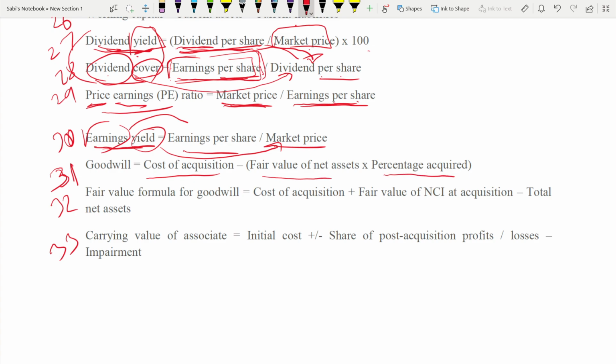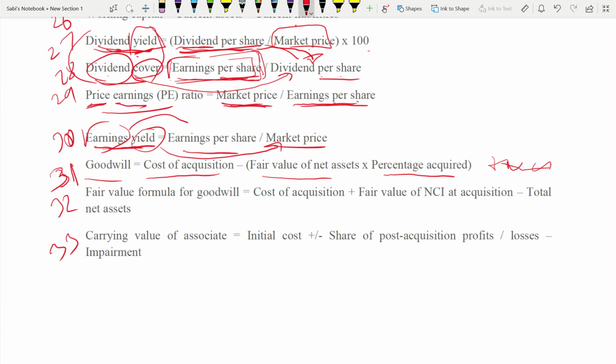For example, you have acquired a subsidiary for 60%. So 60% of fair value of net assets, right? If NCI is there, you have to add NCI also. But this is just for goodwill. Don't add NCI now. We are coming to the next.